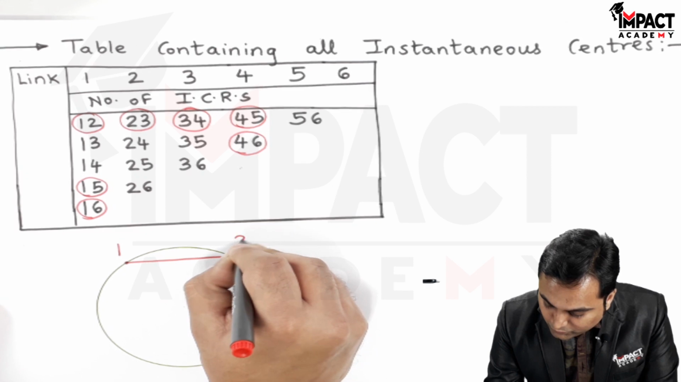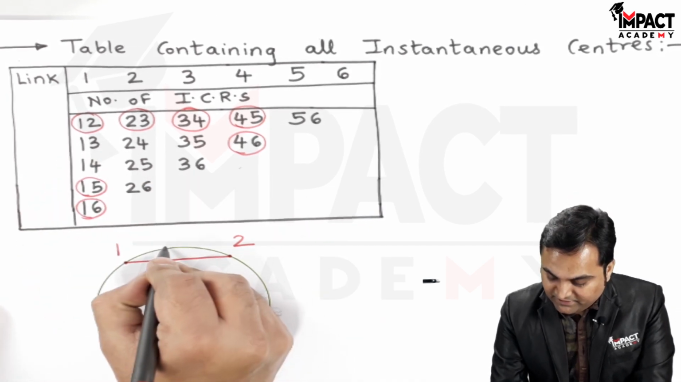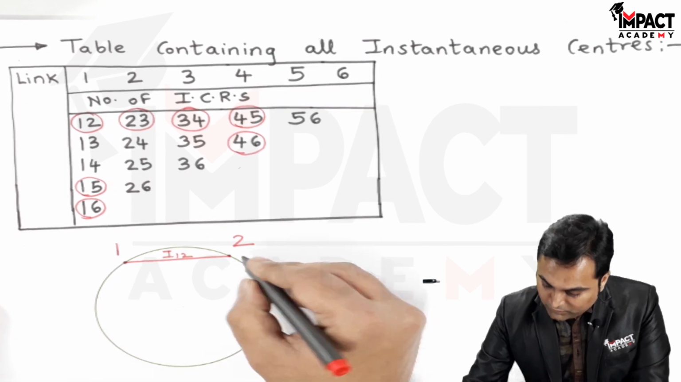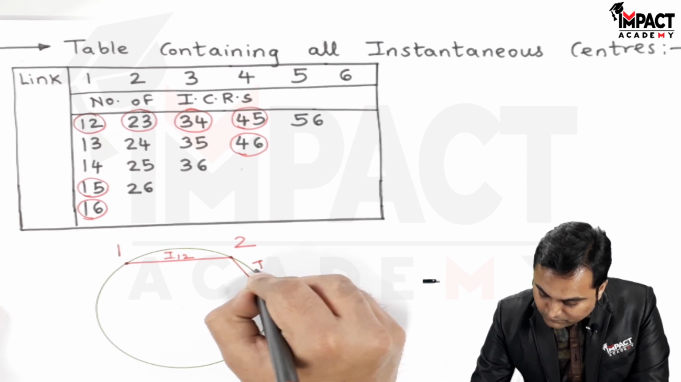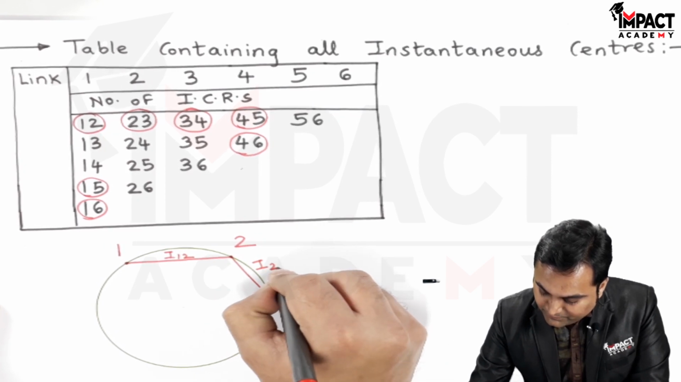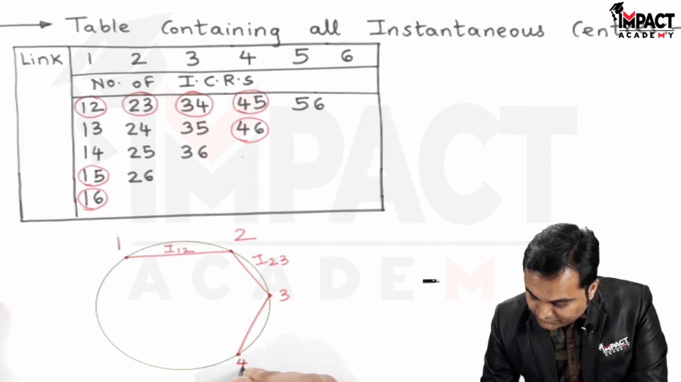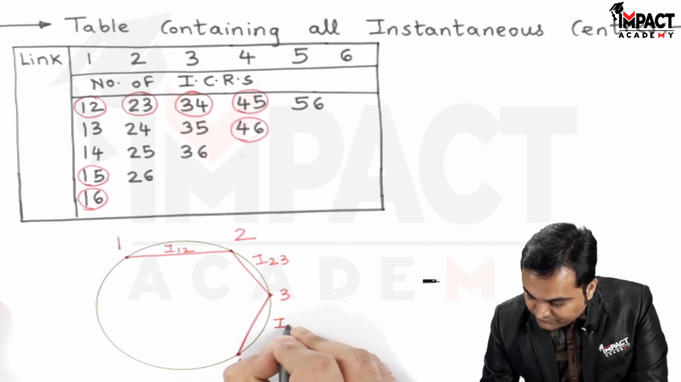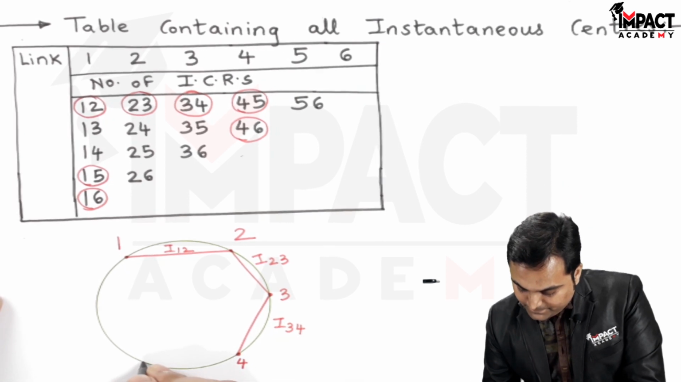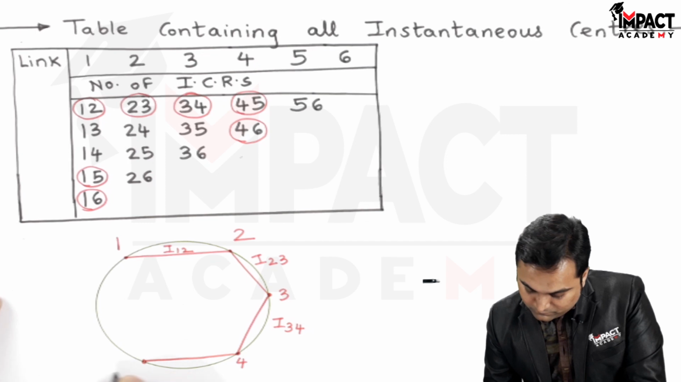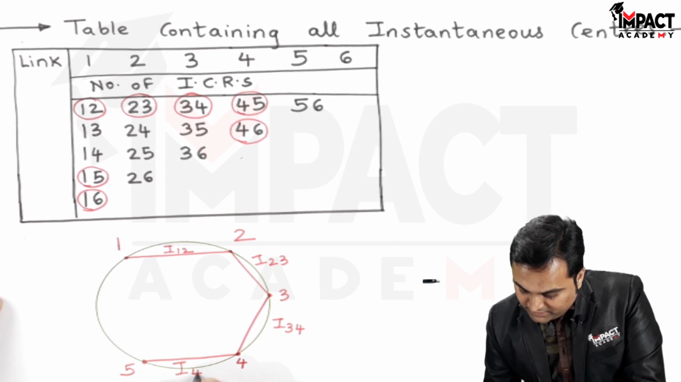So starting with link number 1 connected to link 2, it is I12, the ICR indicated by this line. 2 is connected to 3. This 2 to 3 side represents I23. 3 is connected to 4. So 3-4 represents instantaneous center I34. Then 4 to 5, this side indicates I45.